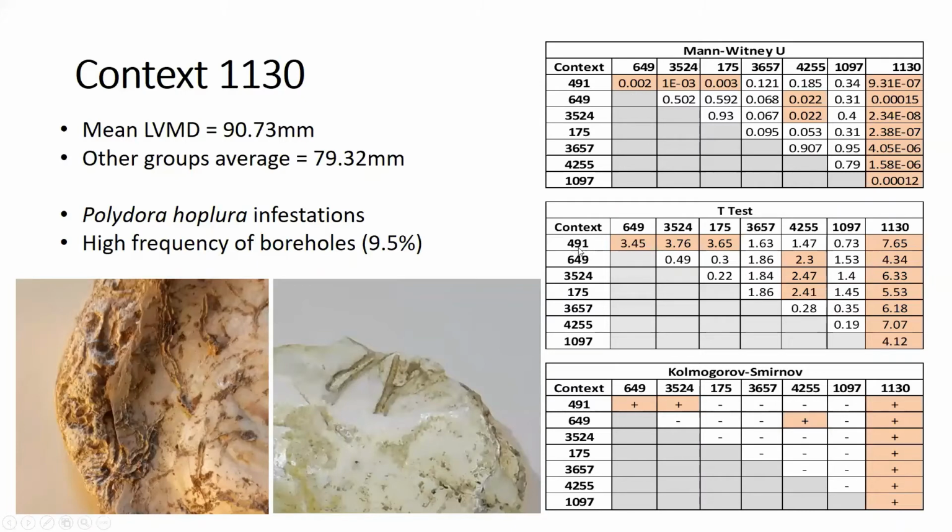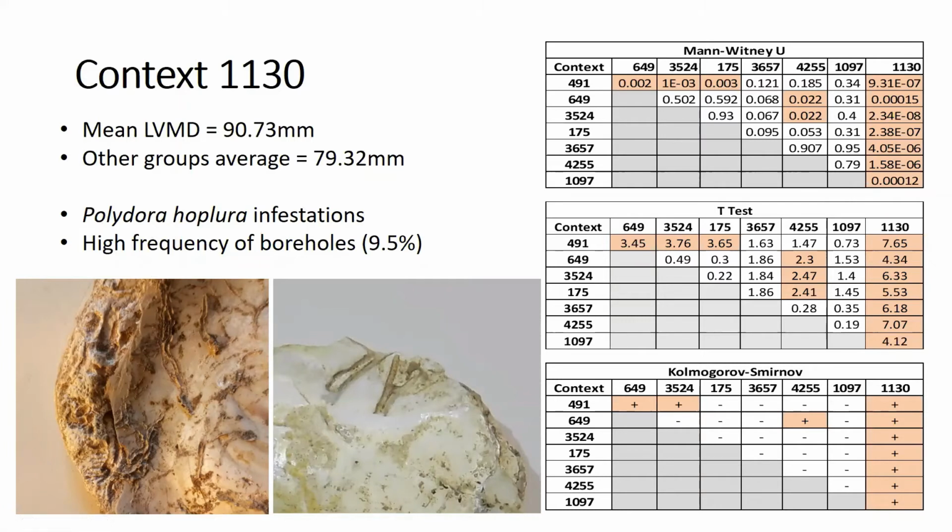The other shell groups all had at least one common match with other shell groups, meaning that they couldn't be distinguished into separate groups. They were all from the East Coast. But this one, 1130, was substantially different. And it wasn't only the shape and size data that was different. They also had very different infestation characteristics. In particular, they had a high number of infestations of this worm, Polydora hoplura.